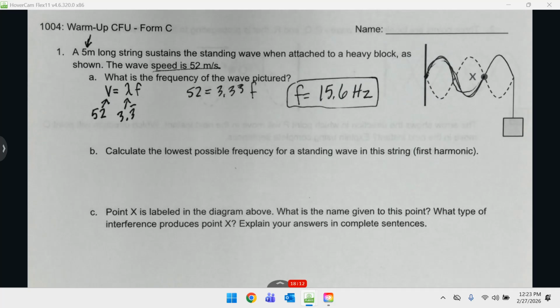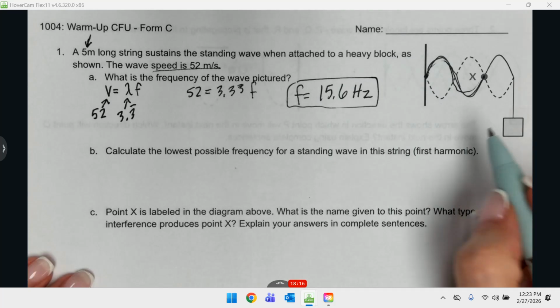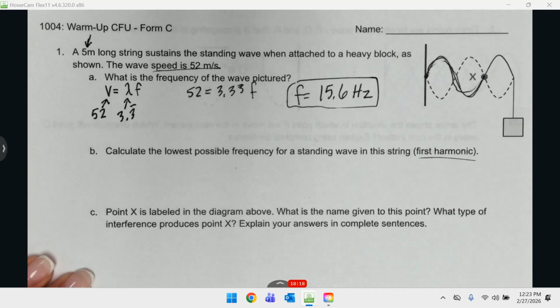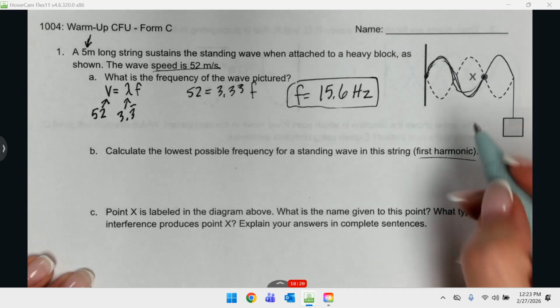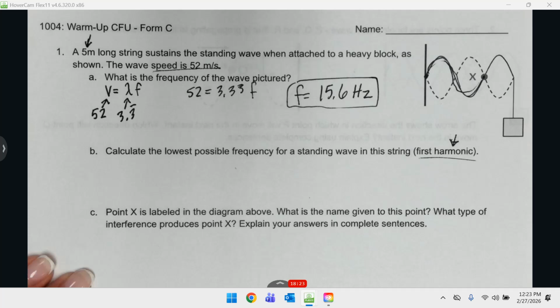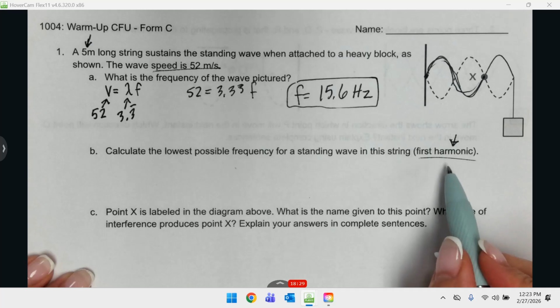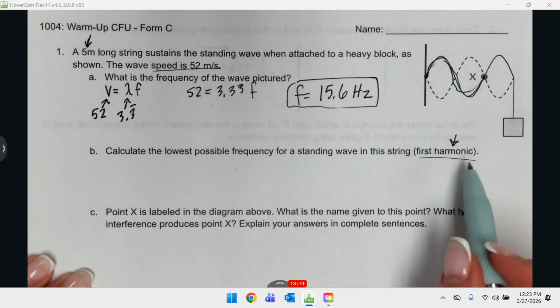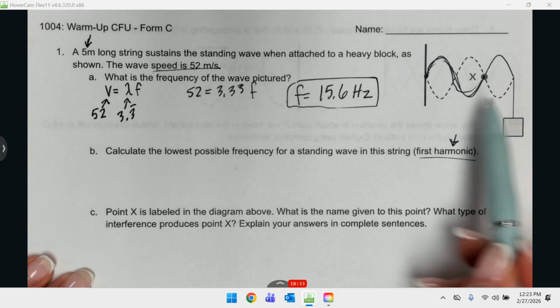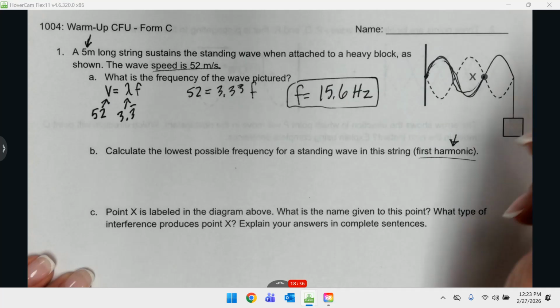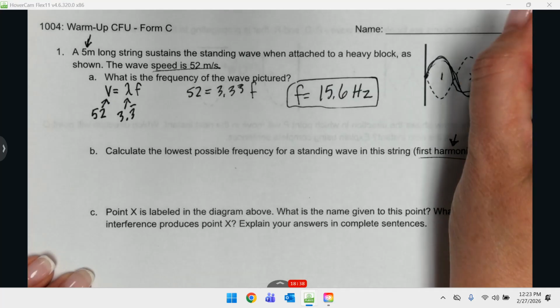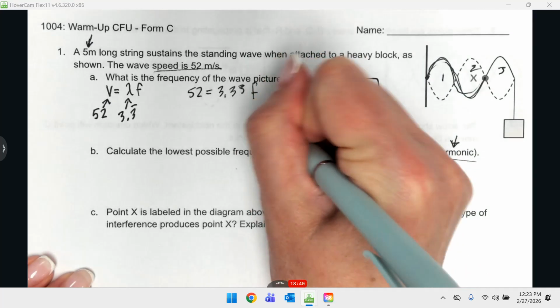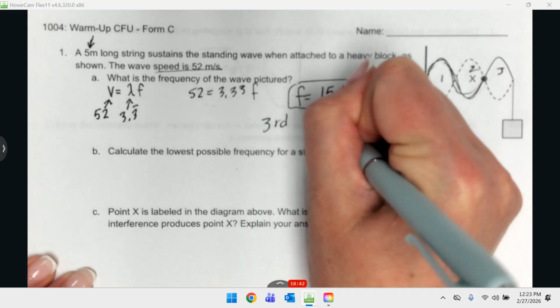Looking at question B, it says calculate the lowest possible frequency for a standing wave in this string. We're being asked to find the first harmonic. Again, the harmonics are all multiples of the fundamental frequency. They're all multiples of some basic lowest harmonic, the first harmonic. And so you need to figure out what harmonic you're looking at here, because this is not the first harmonic. Again, you can count these bulges. 1, 2, 3.